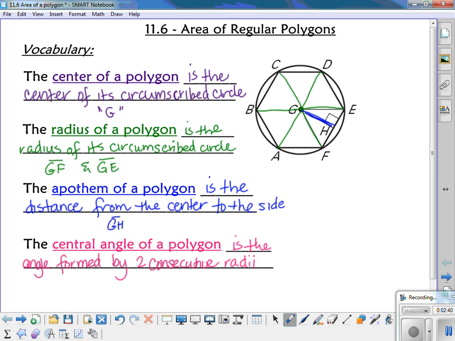So if I look at my figure, I have a number of central angles. AGF, for instance, would be a central angle. FGE would be a central angle. BGE would be a central angle, etc. Okay, and so if I look at this particular figure, I can see that I have 6 central angles. So the number of central angles is going to equal the number of sides.